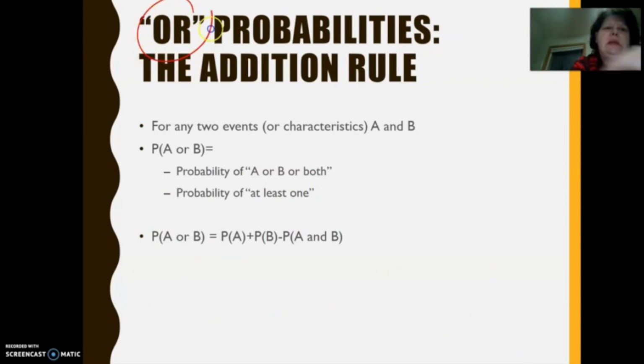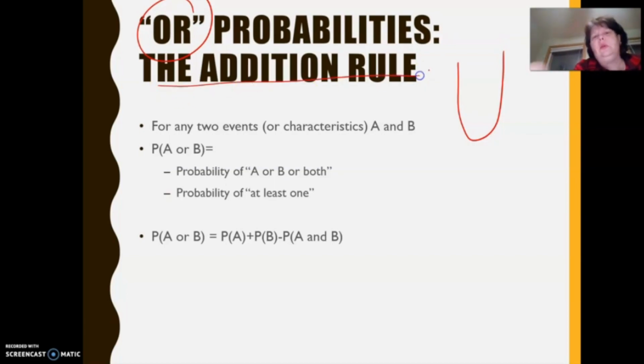There's OR probabilities. That's a union probability. You've seen that before. We have something called the addition rule. When you have the OR situation, you're going to be adding probabilities, not multiplying probabilities. So A or B, first of all, means A or B or both. And it also means the probability of at least one.